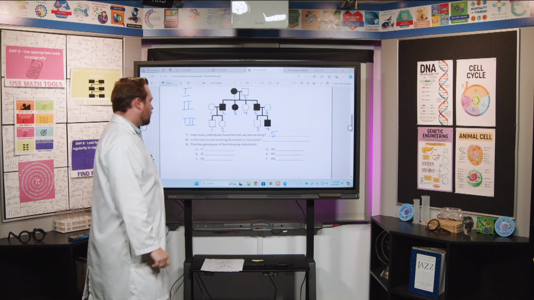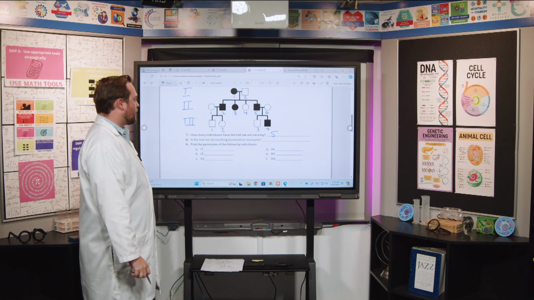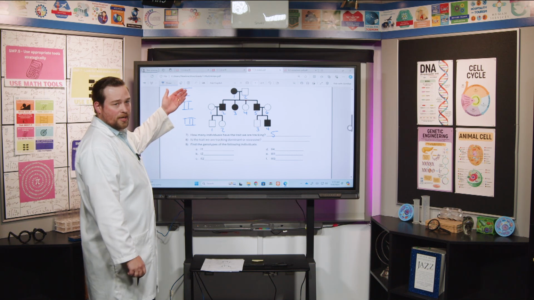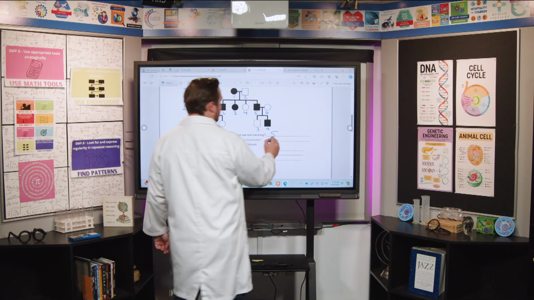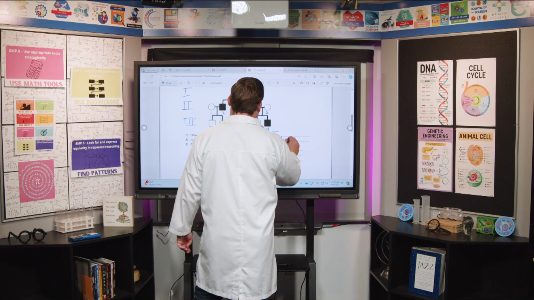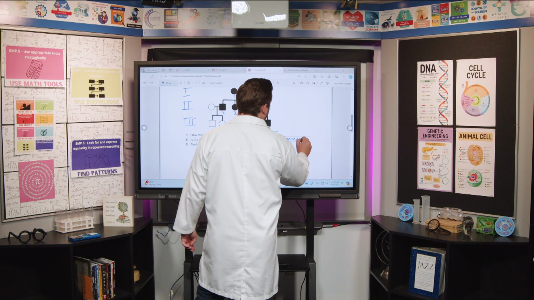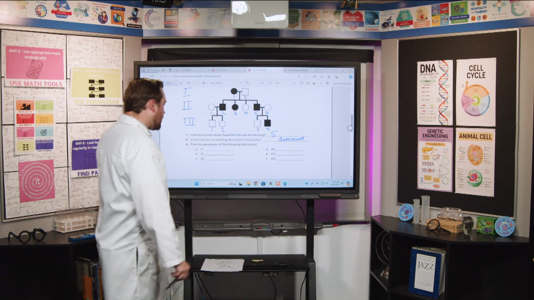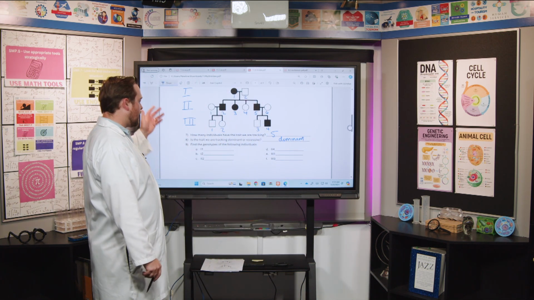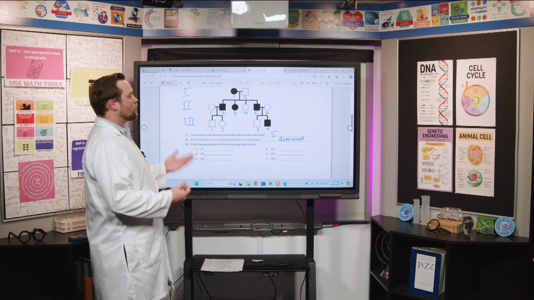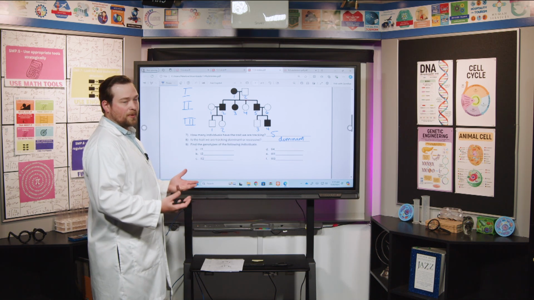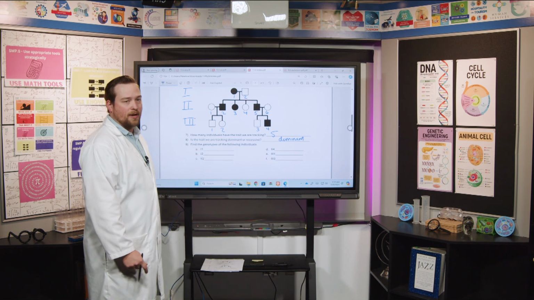Alrighty. So is the trait we're tracking dominant or recessive? It shows up in every generation, so that means that we're tracking a dominant trait here. Great. All right, so now it wants us to find the genotypes of these individuals. Let's just go ahead and start filling this in a little bit, though, and we'll get to those questions down here in just a second.